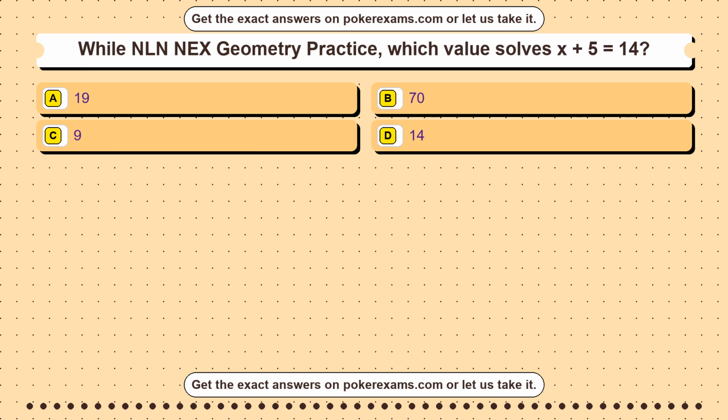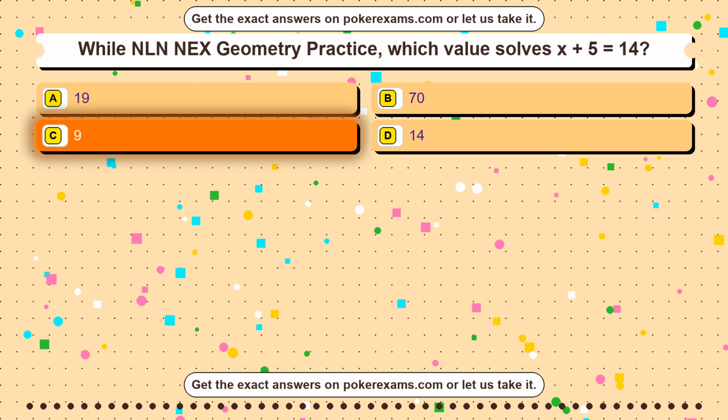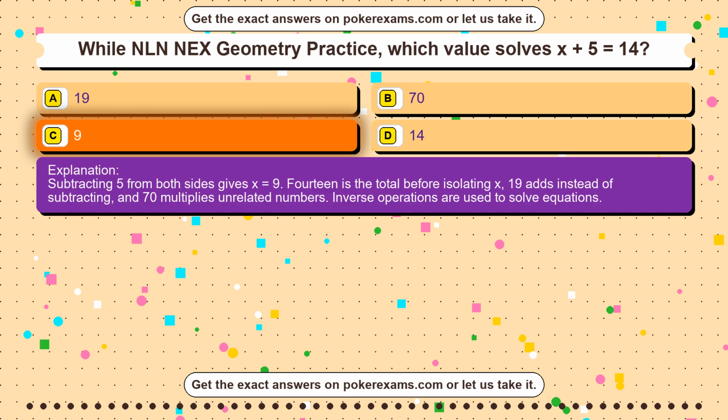Question 47. While get geography practice, which number solves x - 4 equals 9? Option A 13. Option B 36. Option C 5. Option D 9. The correct answer is option A. Adding 4 to both sides gives x equals 13. 5 comes from subtracting instead of adding, 9 is already on the right side, and 36 multiplies unrelated values. Inverse operations solve equations.